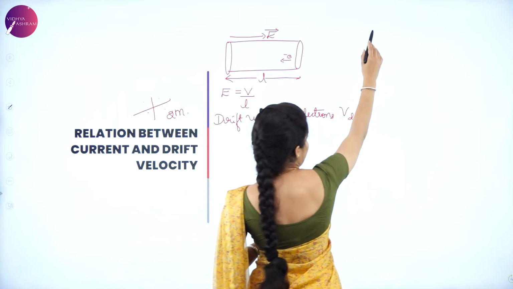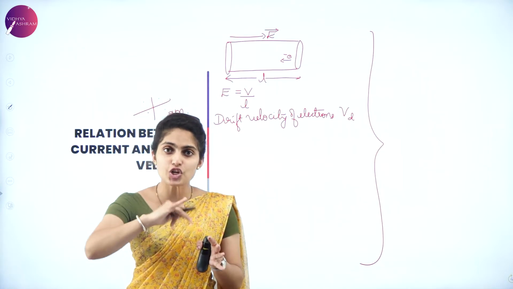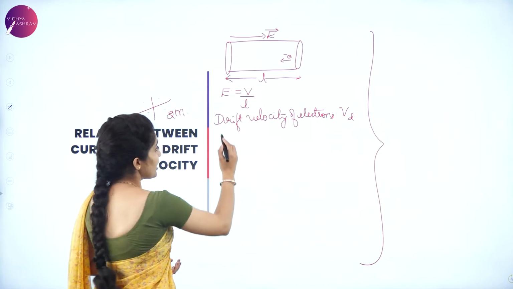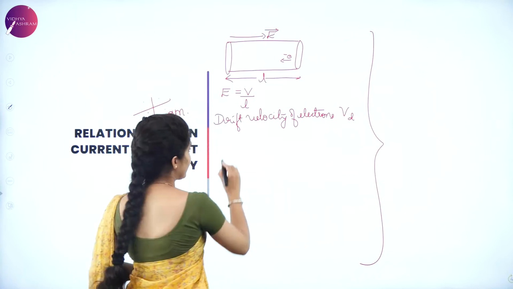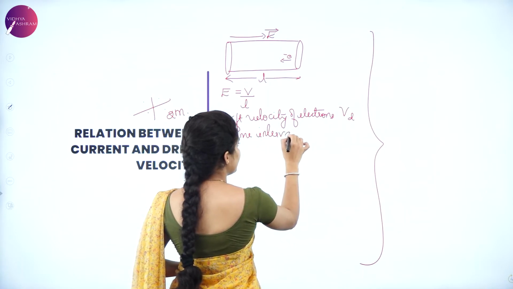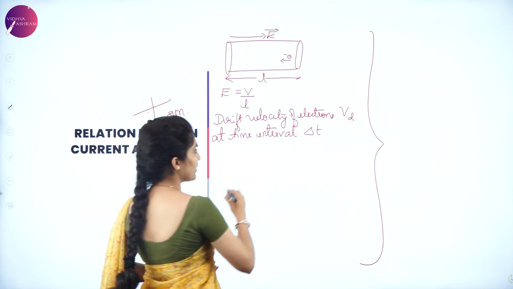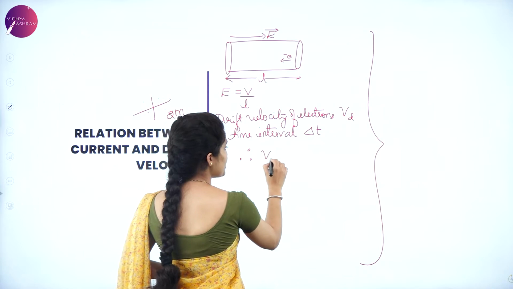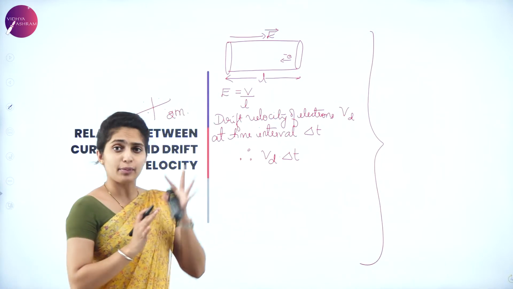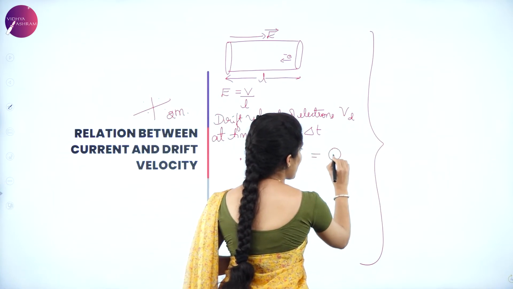How is it getting drifted? At what interval of time is it getting drifted? That is a change in time, which can be called delta T. So it is the drift velocity of electrons Vd at time interval delta T. Therefore, we have the equation Vd into delta T, wherein the overall representation of this conductor is, in order to equate it, for a charge Q.